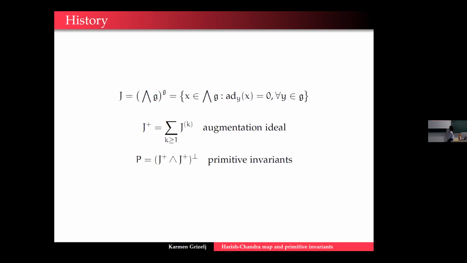Now, inside of those, we will need some special spaces. The first one will be the space of invariants. I wrote the definition here. It's all the elements of the exterior algebra, which I will be calling exterior invariants or skew symmetric invariants, that are annihilated by all the adjoint actions.